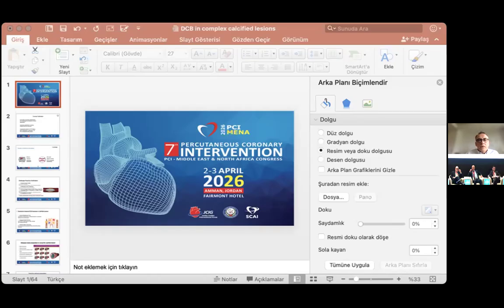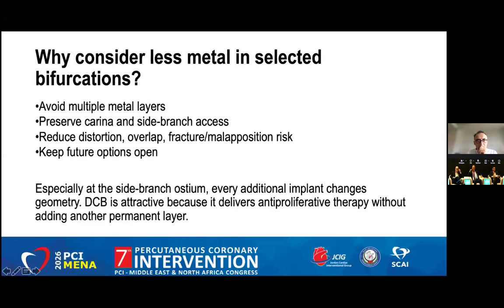Dr. Göktekin, we don't see the slides. Can you share the slides with us? I will, one minute, I will share it again. Okay, can you see it now? Yes, of course. Okay, then let's continue from here.